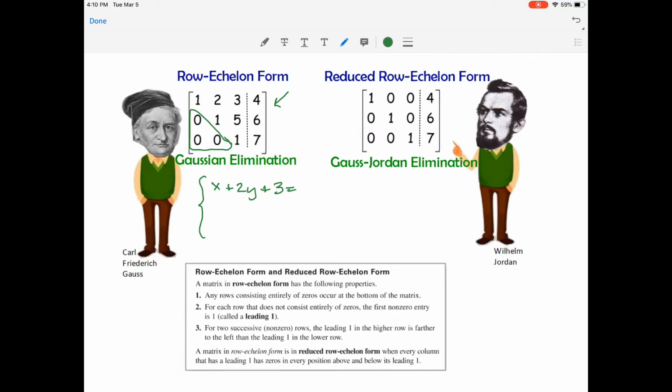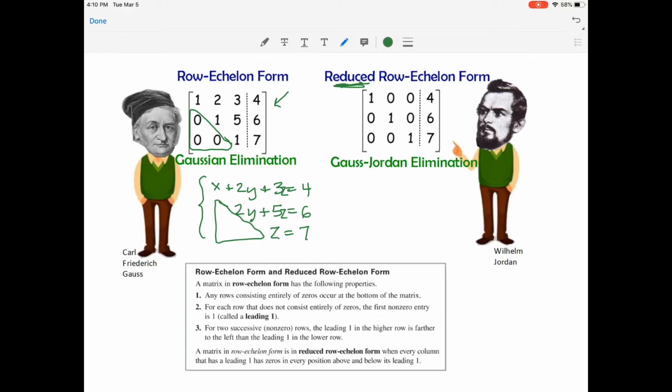And actually, this matrix right there is the same thing as writing this. That's just an augmented matrix that represents this system. And you can see that he's got that triangle of opportunity all cleared out, ready for back substitution, right?